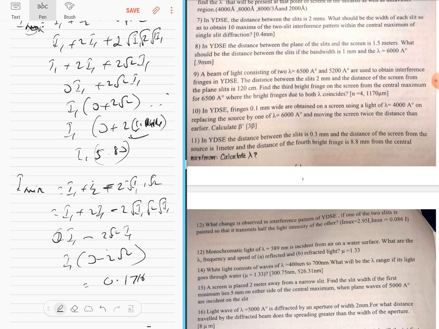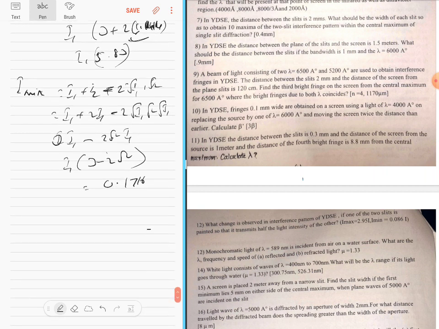Initially, if both the slits have the same intensity, then the bright fringe intensity is 4I2 is equal to 8I1. I don't understand this statement. 4I2 is equal to 8I1.